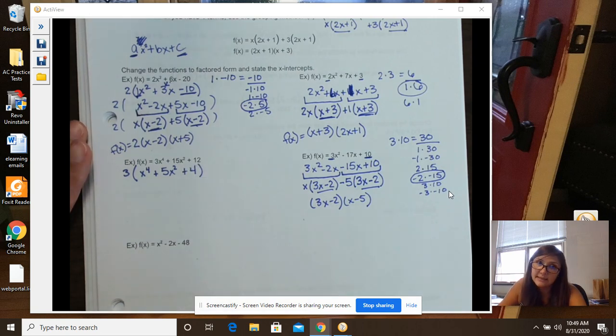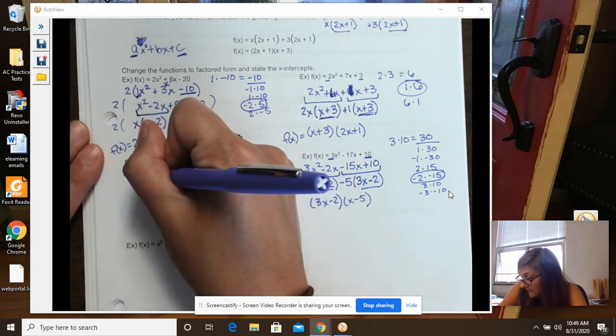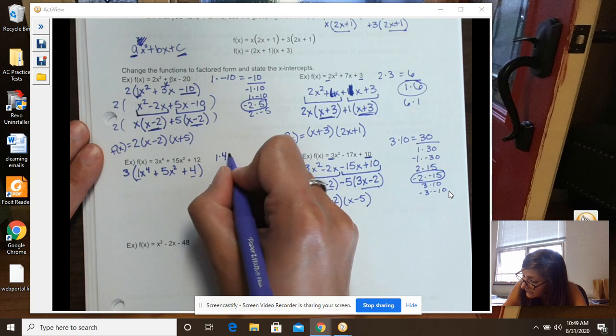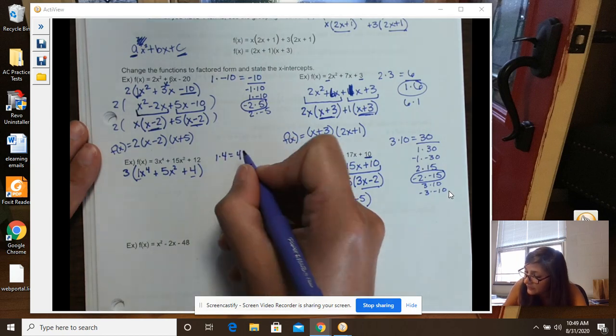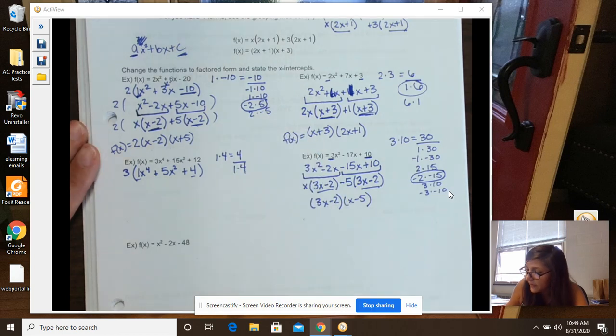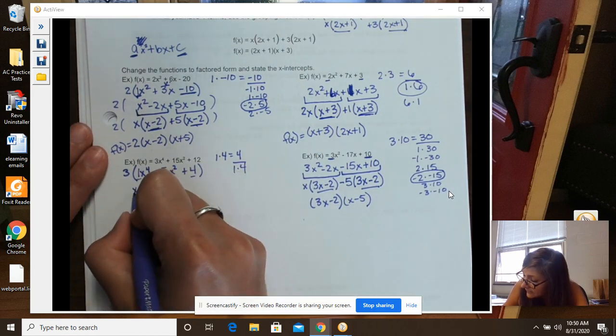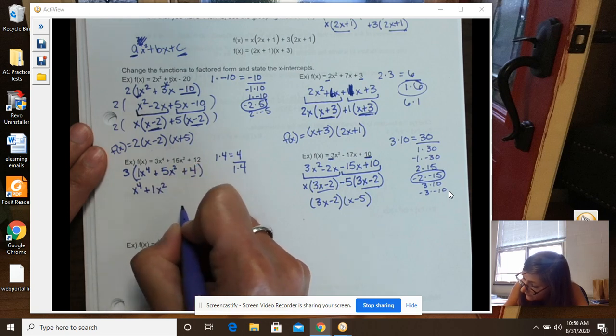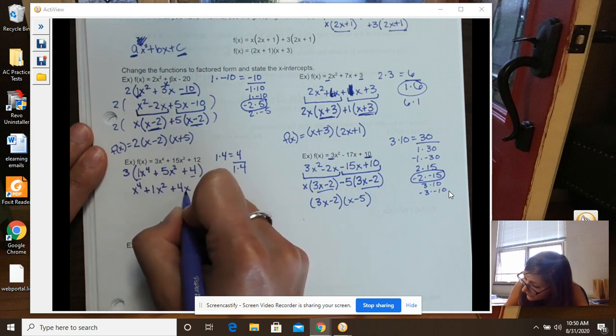Now we can use that AC method. So my lead coefficient here would be 1. 1 times 4 gives me 4. Factors of 4 that add to 5, well, they're looking at me right here. 1 times 4. So we're going to rewrite this as x to the fourth plus 1x squared plus 4x squared plus 4.